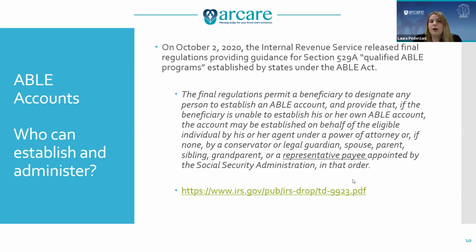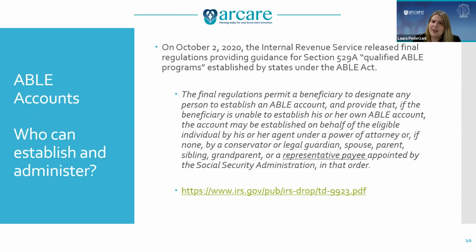Perhaps a sibling or a grandparent is a power of attorney. They would do that with the authority of a power of attorney, not necessarily their ranking as a sibling or a grandparent. And same with a rep payee. A rep payee is kind of the last, I don't want to say last resort, but kind of a last option for individuals to establish the account if they don't have anyone else available to act for them and they are not capable of setting it up by themselves. We also put in here a link to the actual IRS publication if anyone is interested in some light reading. But again, these are the final regulations.